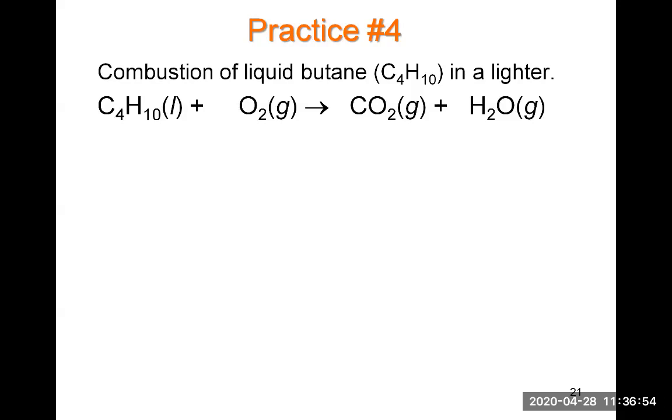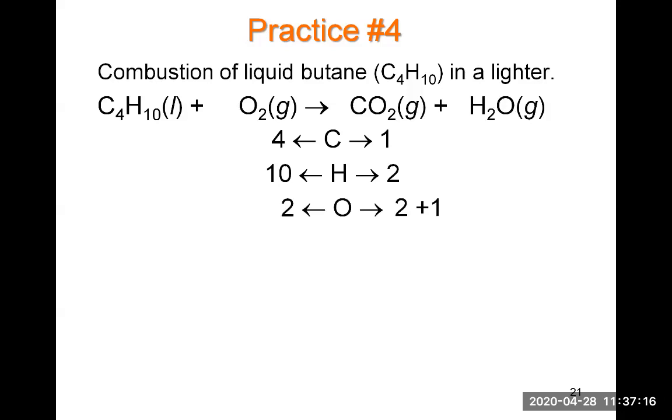Let's count the number of atoms on both sides. Carbon, we have 4 carbon in butane on the left and 1 carbon in CO2 on the right. Hydrogen, we have 10 hydrogens in butane plus 2 hydrogens in water on the right. Oxygen, we have 2 oxygens on the left, and on the right we have 2 from CO2 plus 1 oxygen from water. So that's 3 oxygens on the right. Let's balance them in order, going from carbon, hydrogen to oxygen.